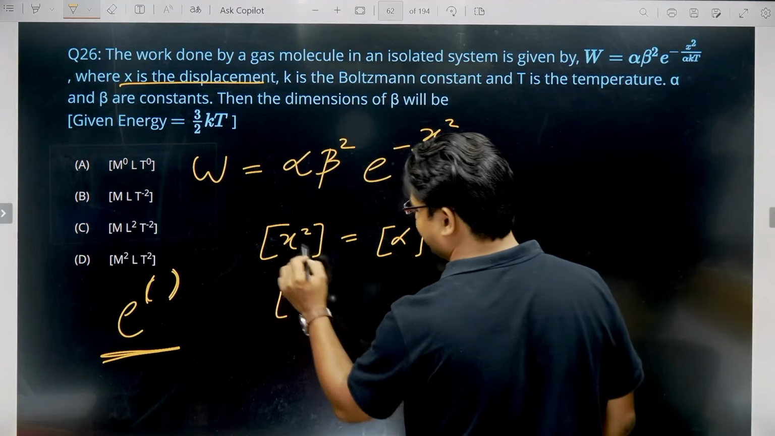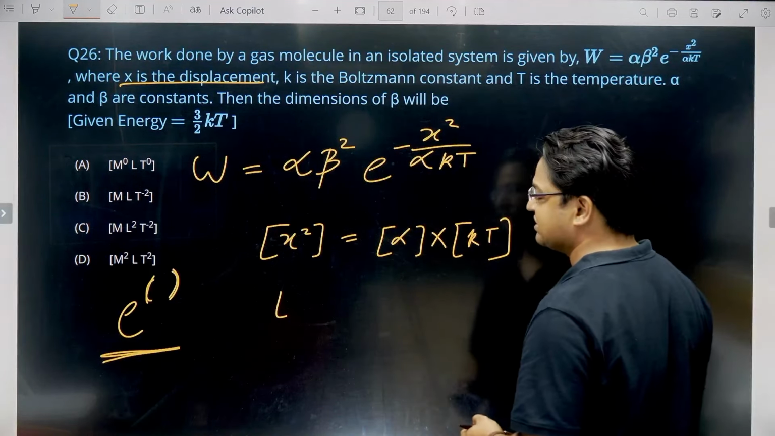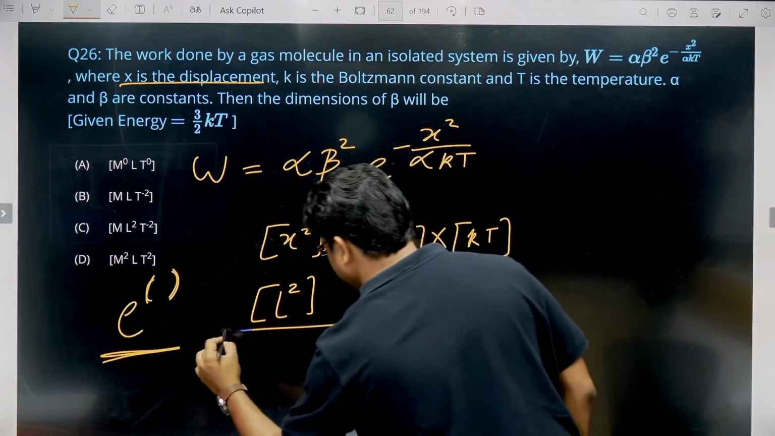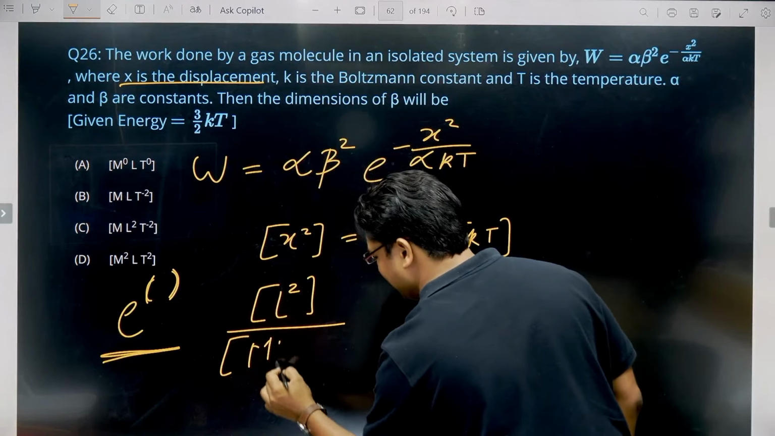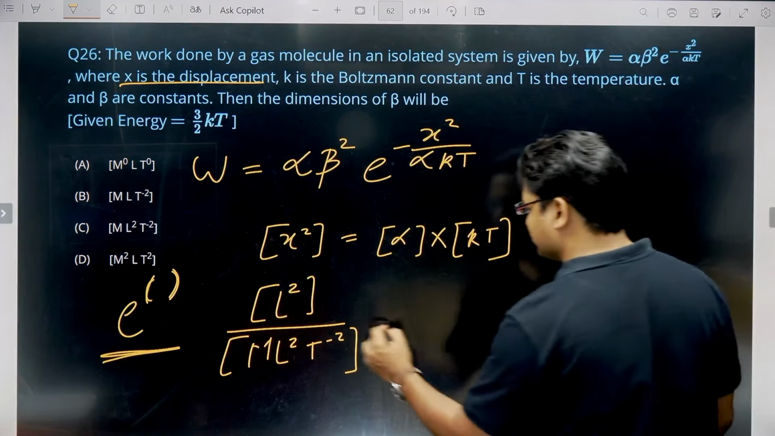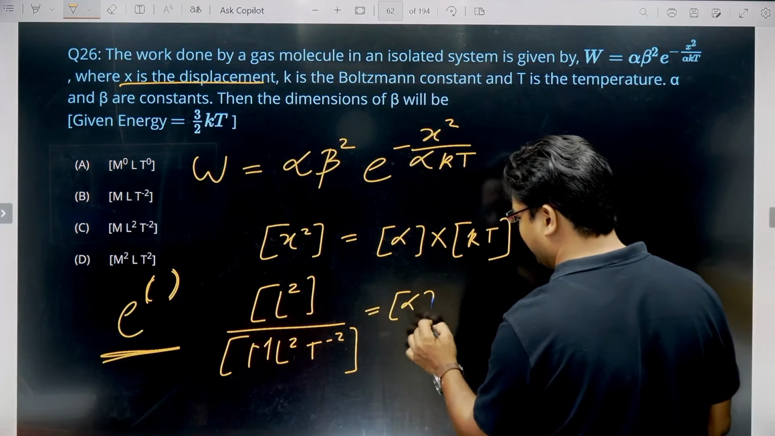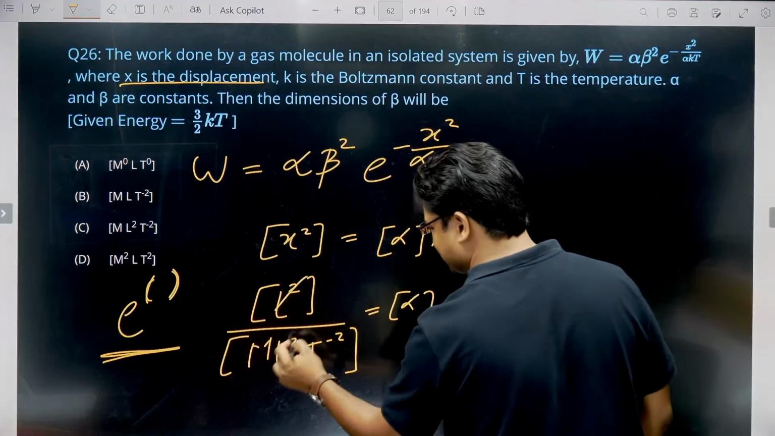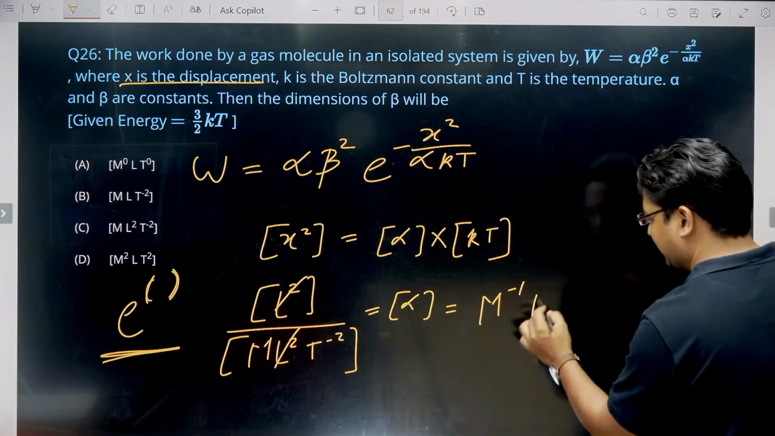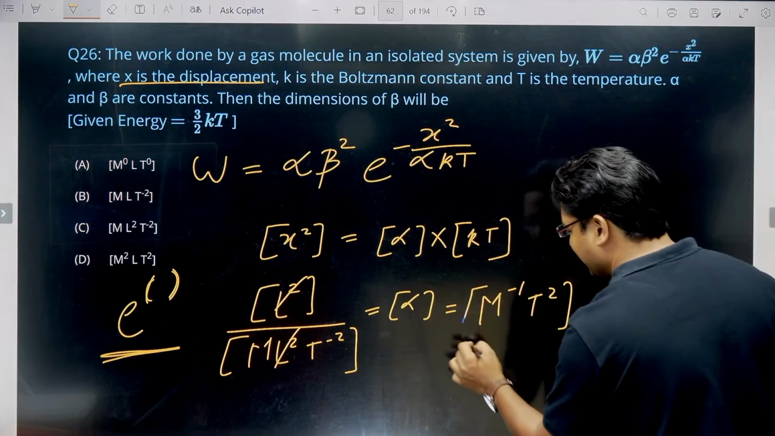So the dimension of x is L, because x is displacement, so this is L square. And kT is energy. The dimension of energy is ML square T minus 2. So if we get the dimensions of alpha from here, this L square gets cancelled, and the dimension of alpha is M minus 1 and T square. So this becomes the dimension of alpha.